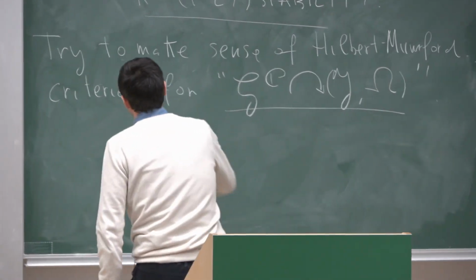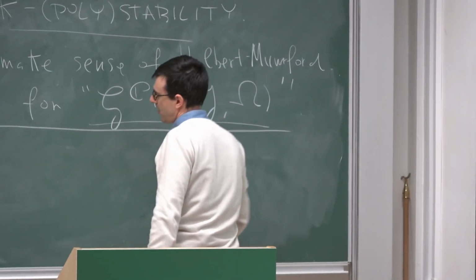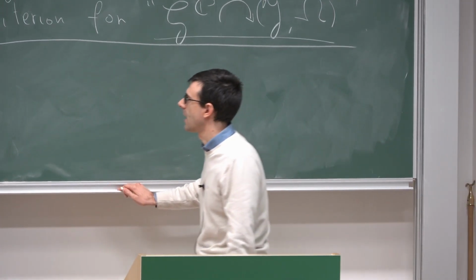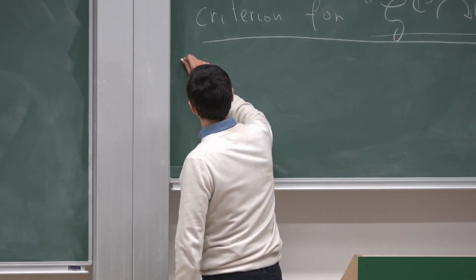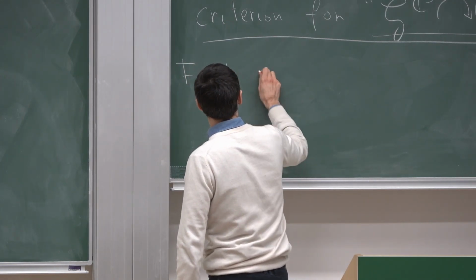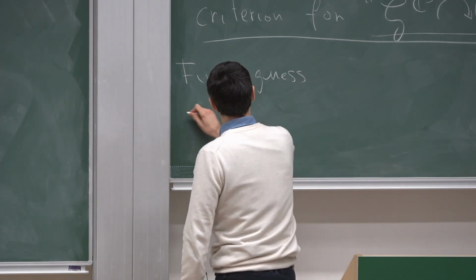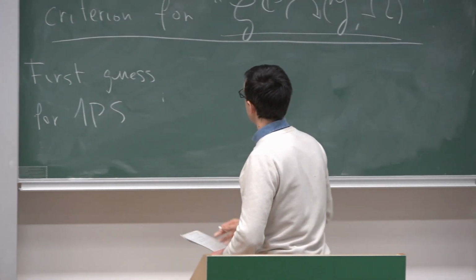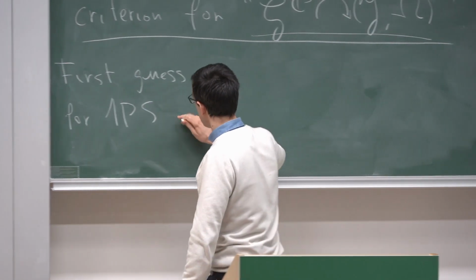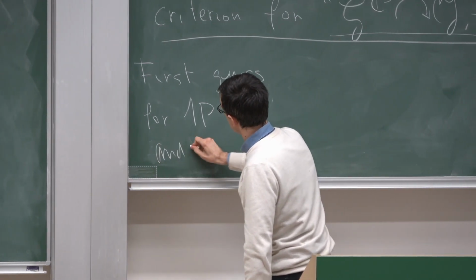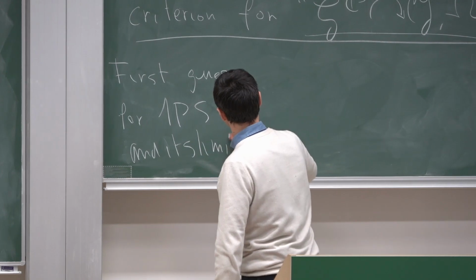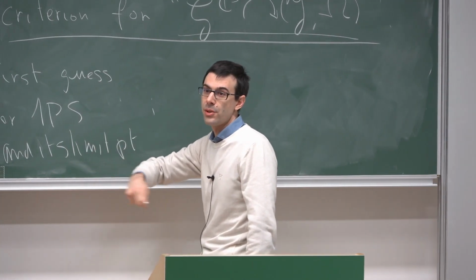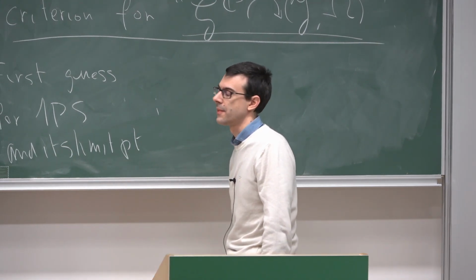Okay, so what would that be? Well, it's not too hard to guess. You have a first guess of what a one-parameter subgroup could look like. The first guess for a 1PS would be just together with its limit point. Remember from GIT, you want to have a 1PS, take its limit point and compute the Hilbert-Mumford weight there.